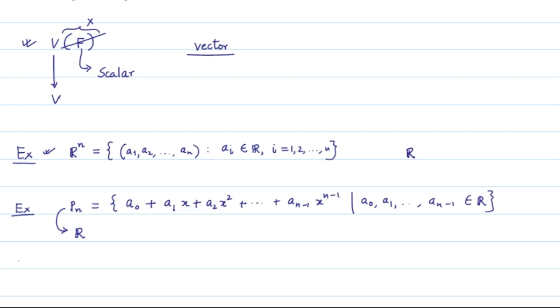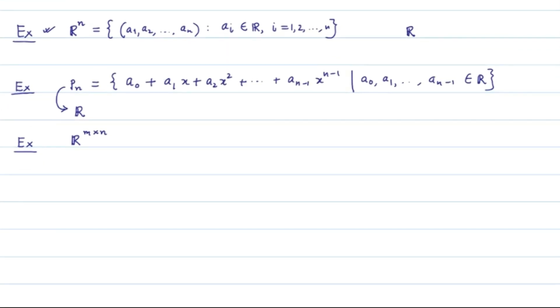Another example of a vector space is the set of all matrices of order m by n whose entries are all real numbers, which is a vector space over the field of all real numbers, where the addition of two matrices is taken in the usual way and scalar multiplication with a matrix is also taken in the usual way.